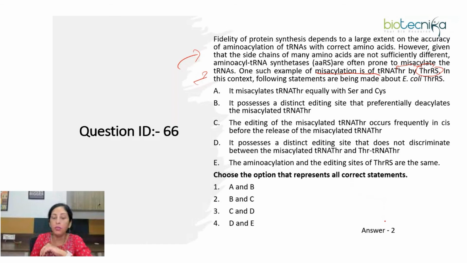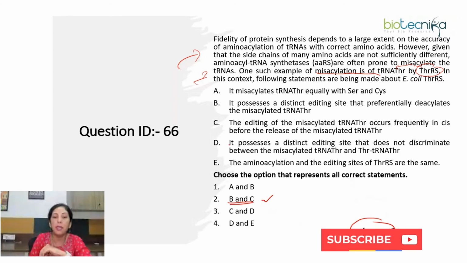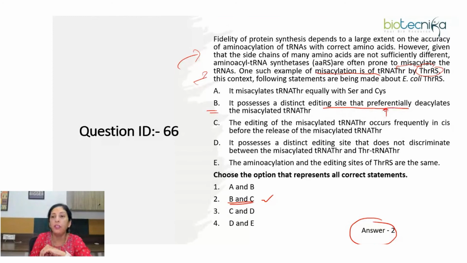So here option 2 would be the right answer: statements B and C. So statement B, what do we have? It possesses a distinct editing site that preferentially deacylates the misacylated tRNA for threonine. So yes, this is correct.